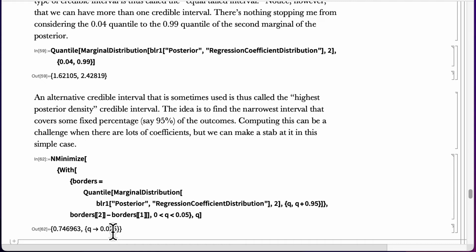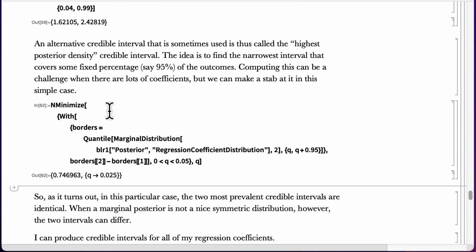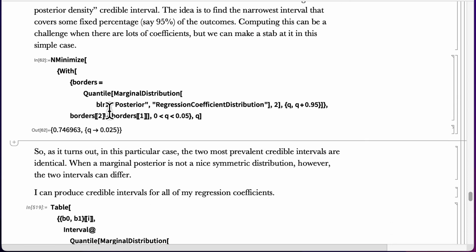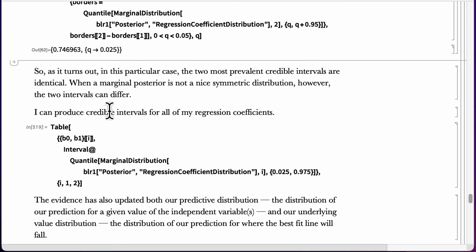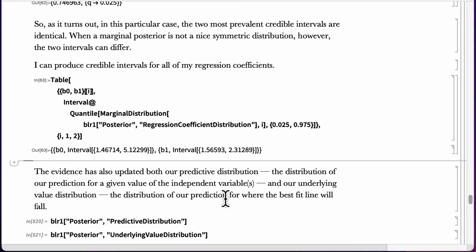When you have a symmetric posterior regression coefficient marginal, the highest posterior density credible interval is the same thing as the equal tail interval. If they're not symmetric, then you can have differences. What else can I do? Now that I have my wonderful posterior regression coefficient distribution, I could calculate credible intervals for all of my regression coefficients. And here I'm going to use the equal tail method. If we do that, we see for B0, the interval is from 1.467 to 5.12 something. And for B1, the slope, it's 1.56 to 2.31. So the evidence has updated our understanding of what the regression coefficients can be.